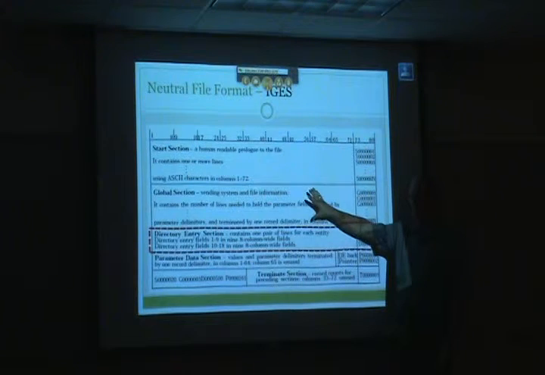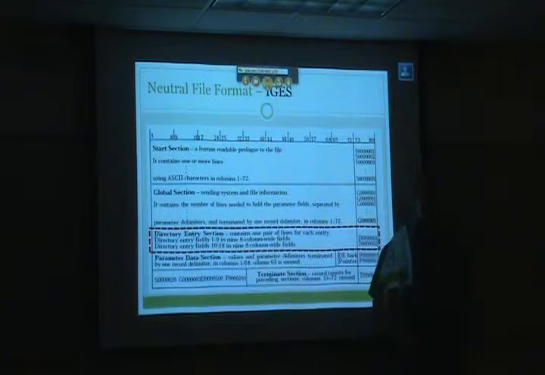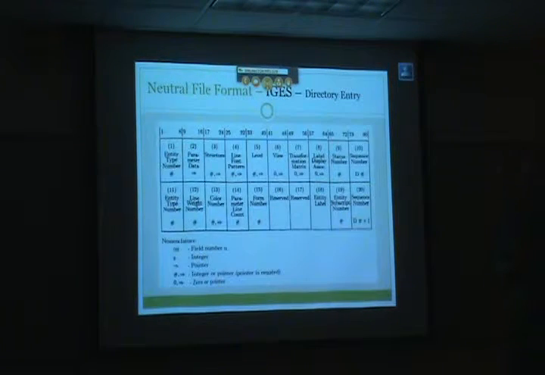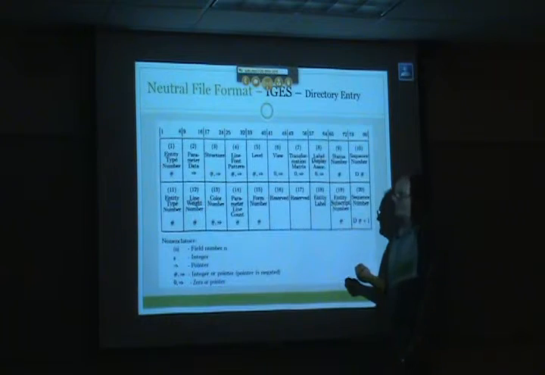So that was a global section. We're now looking at the directory section. The directory section will contain 2 lines, and the 2 lines will be there for every entity in the file. What do those 2 lines contain?